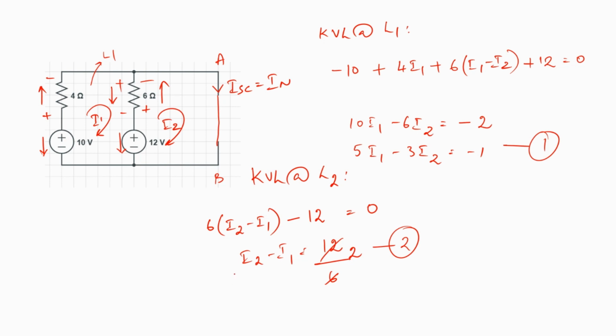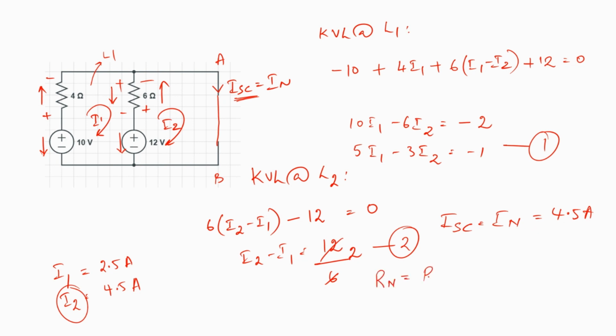So when we solve this, we can obtain the values of I1 to be 2.5 amps and I2 as 4.5 amps on solving the two simultaneous equations. After this, we need to compute. So here our I2 is nothing but the short circuit current ISC, because the current I2 that we've assumed in this loop and ISC are one and the same. So I can say that ISC, or the Norton's current source's value, is going to be equal to 4.5 amps.